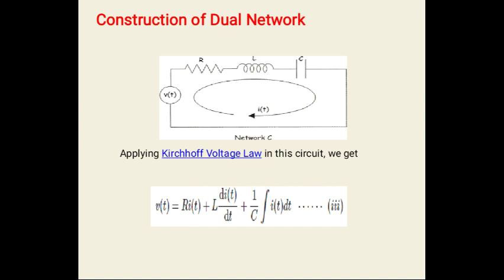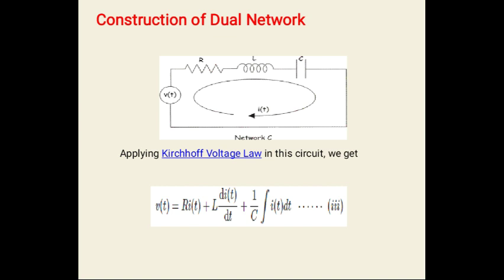Now, construction of dual networks. We see how dual networks are constructed. In the given circuit, there is a voltage source V and resistance R, inductance L and capacitance C connected in series, and the current flowing in the network is IT.